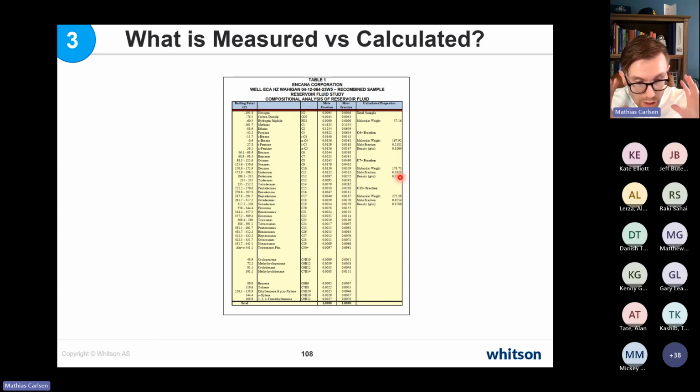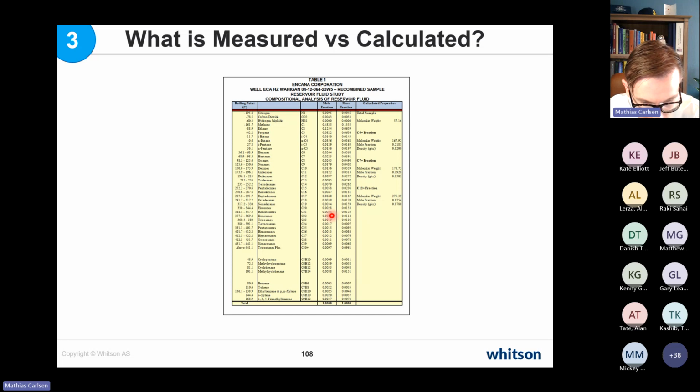Then I have this slide right here, which is just showing the compositions, so the mole and mass fraction of the PVT report that I provided you guys. This is the recombined reservoir fluid. I'll give you 20 seconds. Just look at this particular screen right here.